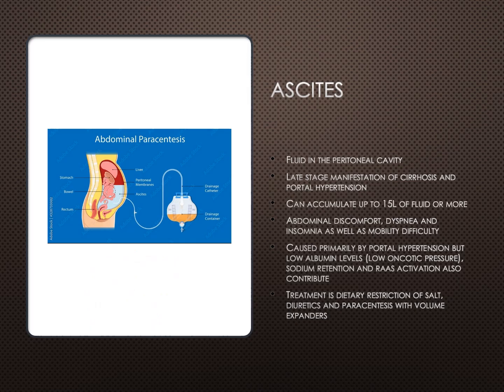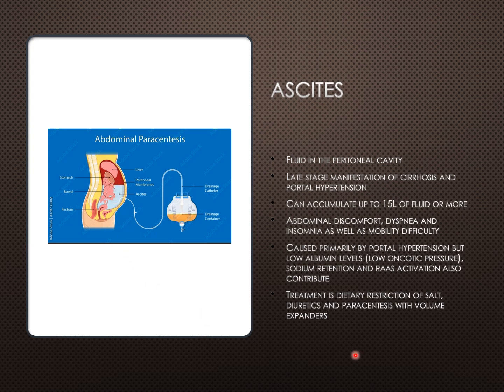So first we're going to focus on the disorder of ascites. So ascites is a fluid accumulation within the peritoneal cavity. So you can kind of see that here, right? Here's your peritoneal cavity with all your organs, and all of this free fluid is just starting to collect around in that abdominal cavity.